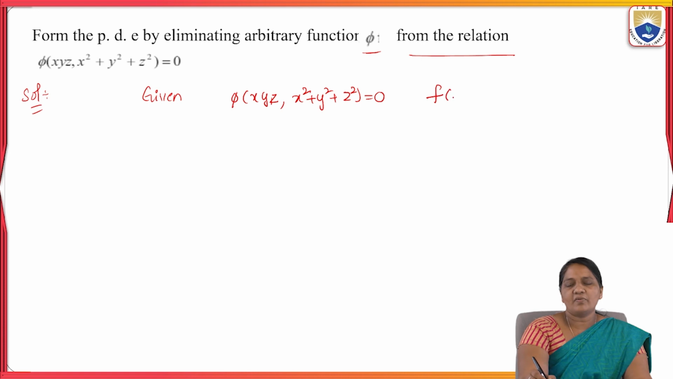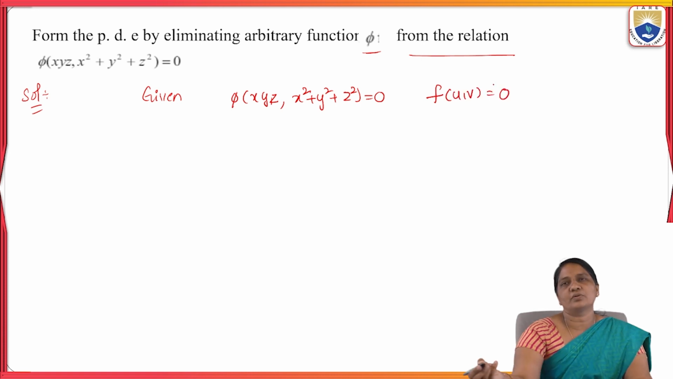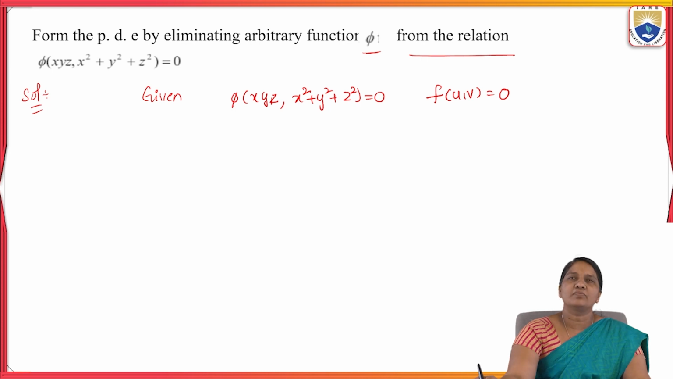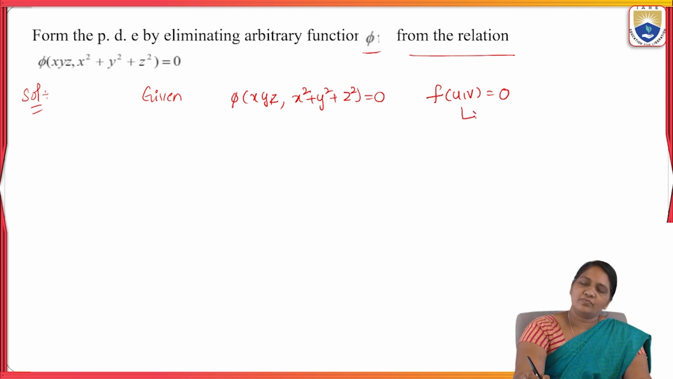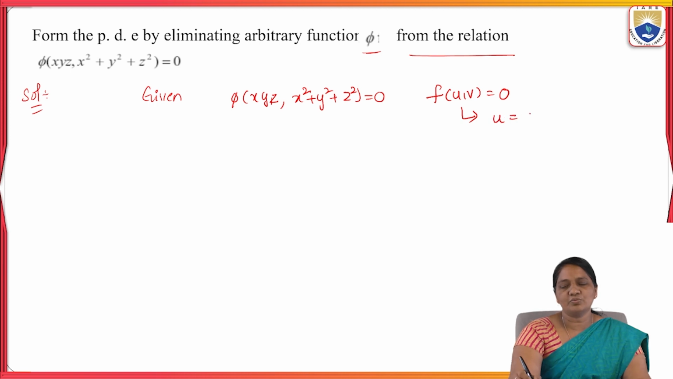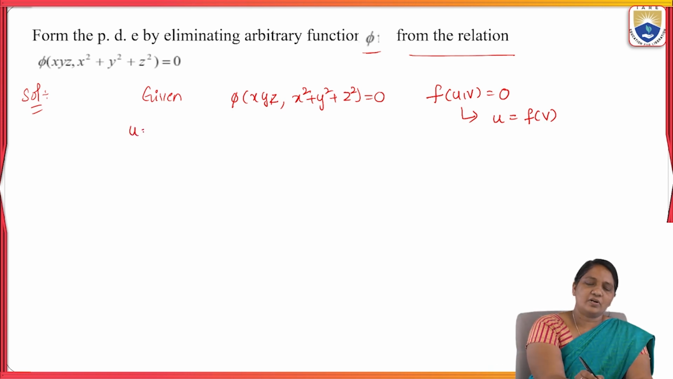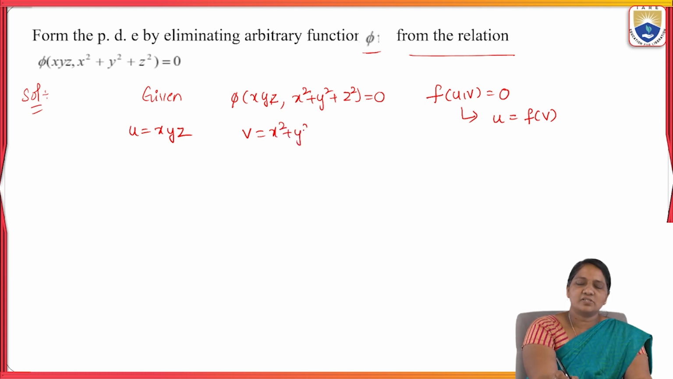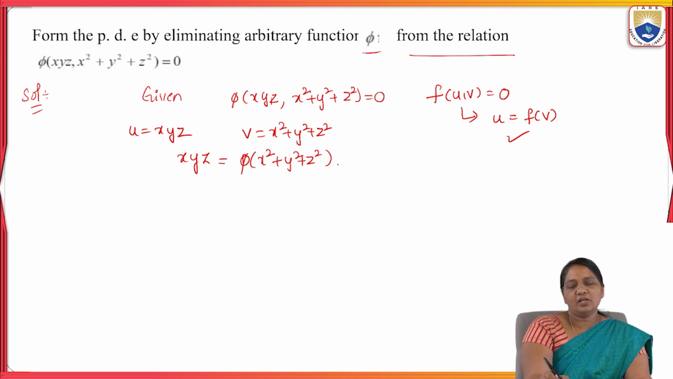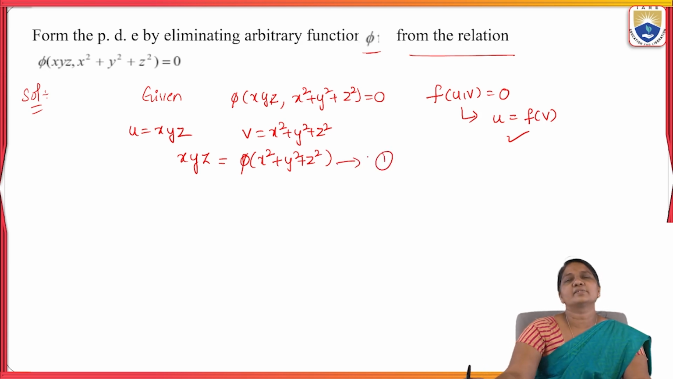So this is in the form of f of u comma v equal to 0. If we have this form, we can write it as u equal to f of v. For example, here if we take u as xyz and v as x square plus y square plus z square, according to this form I can write xyz equal to phi of x square plus y square plus z square. I am taking this as equation 1.